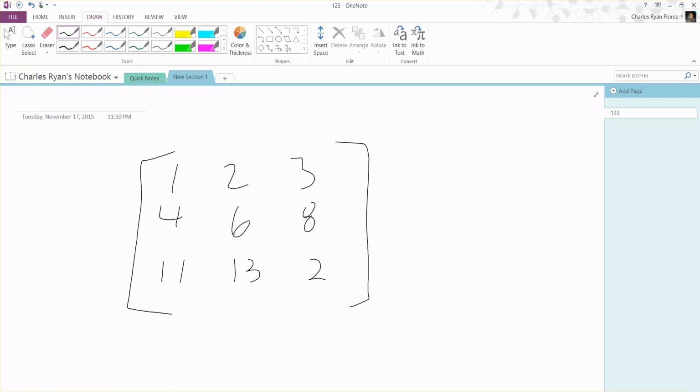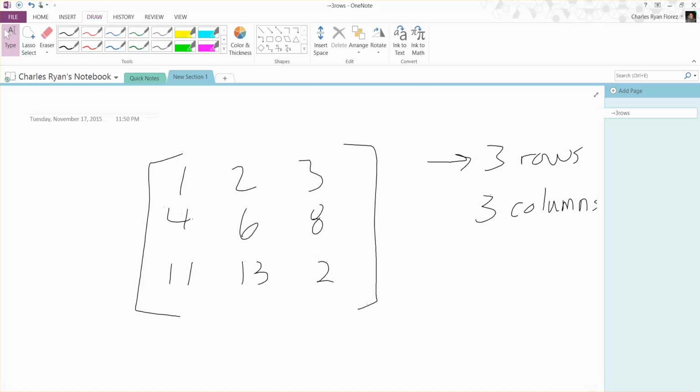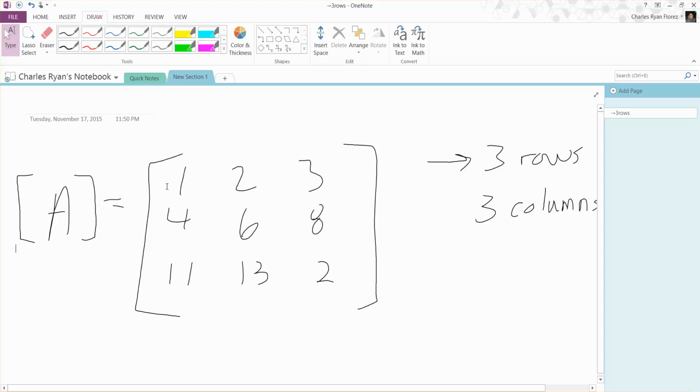So here, you have 3 rows and 3 columns. This is ugly, but this is what we define as a matrix. Let's just call this matrix A. It's essentially like a table, kind of. You'll have a table of values in one variable, that variable being this A here.